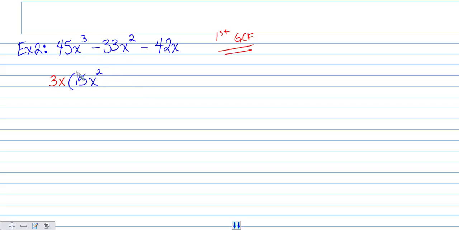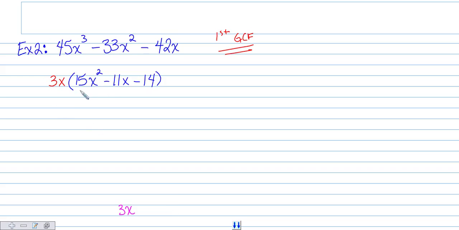Negative 33 divided by 3 is negative 11. We have 2 x's, we took 1 away. Negative 42 divided by 3 is negative 14. And then we have an x, and we took an x away, so we have no x's left. Okay? So now, remember, you want to write this in your answer. So I'm going to go ahead and write it down here where my answer would be, okay?